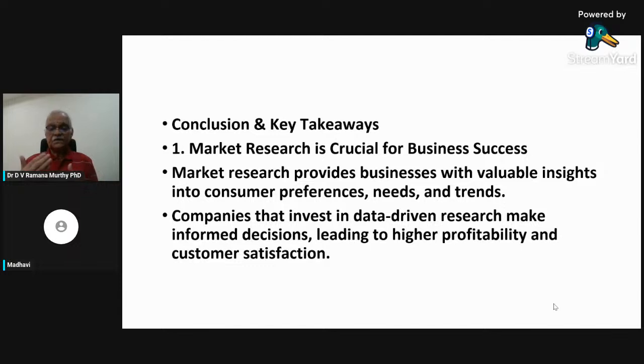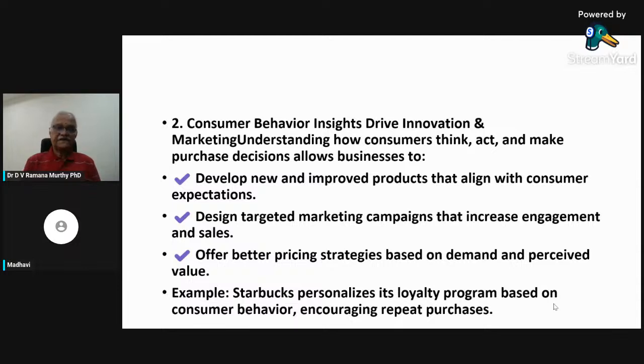In order to take over the market with your brand loyal consumers with higher profitability, the only alternative is to invest some amount of money on research, data driven research, and then based on that you take information based decisions.